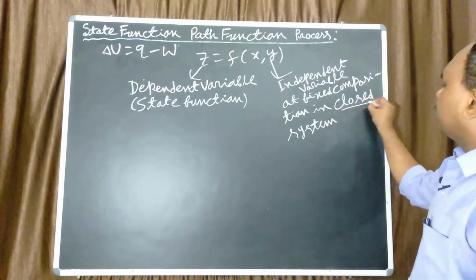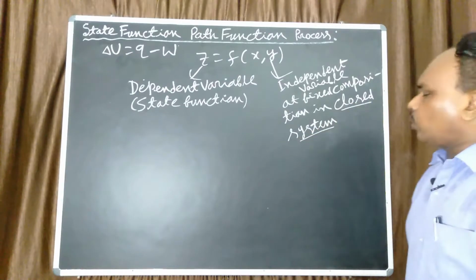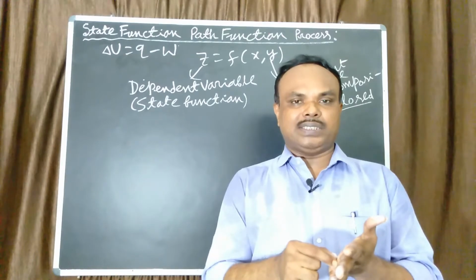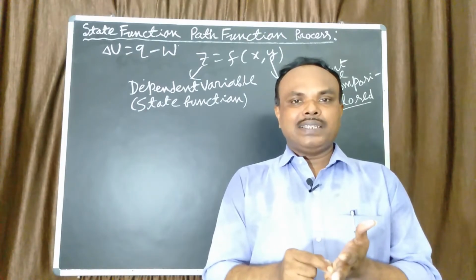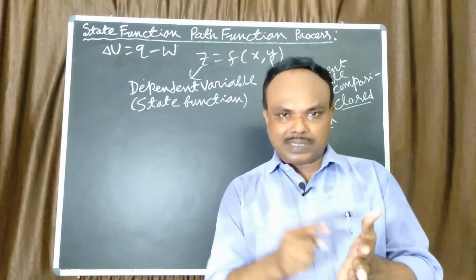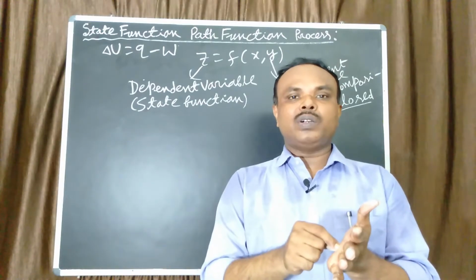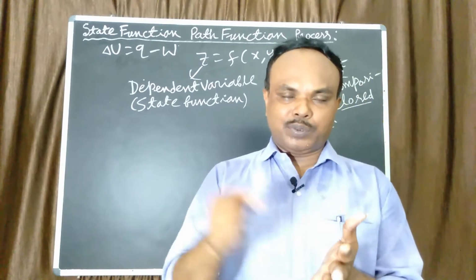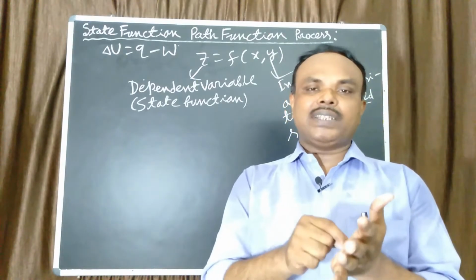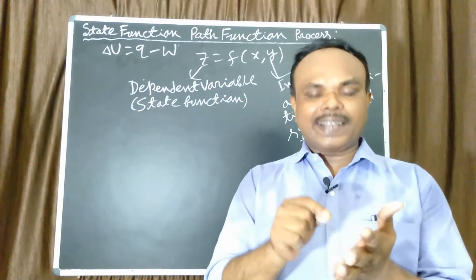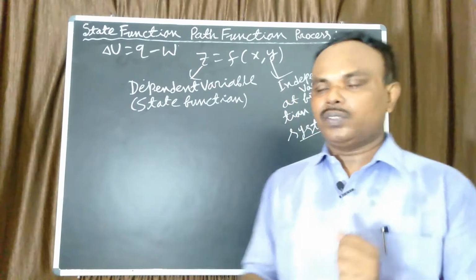Closed system. There are three types of system: open system, closed system, isolated system. In an open system, both mass and energy exchange occur from system to surrounding. In a closed system, only energy exchange occurs from system to surrounding. And in an isolated system, no exchange or no interaction occurs from system to surrounding.